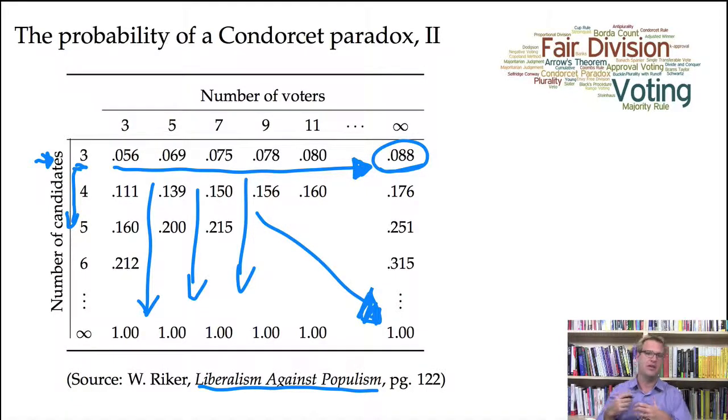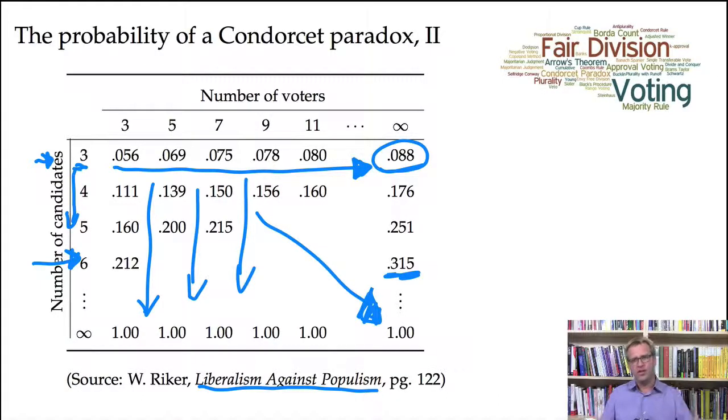We should expect that if we have a large number of voters and even a relatively small number of candidates, then the probability is relatively high. So as n goes to infinity with 6 candidates, it is about 31.5% that we will actually see a Condorcet cycle.